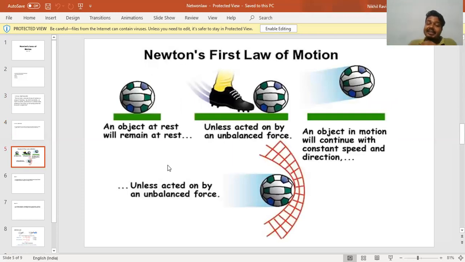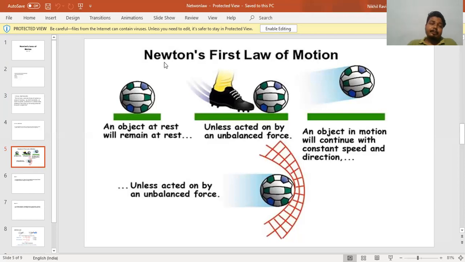So we will discuss Newton's laws. There are three laws. Sir Isaac Newton gave three laws: first law, second law and third law. In this video session, we will discuss two laws. The first law is Newton's first law of motion. We will start with it. There are slides, and the pictures are given on your screen.